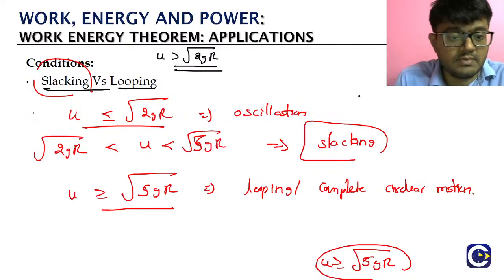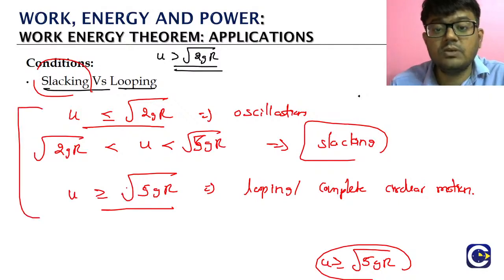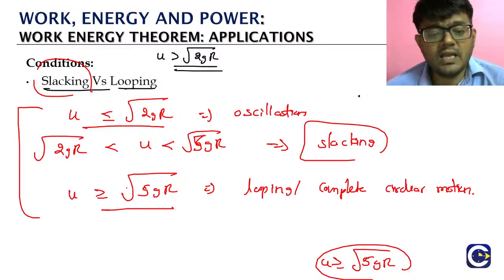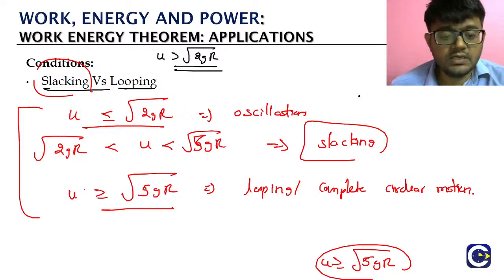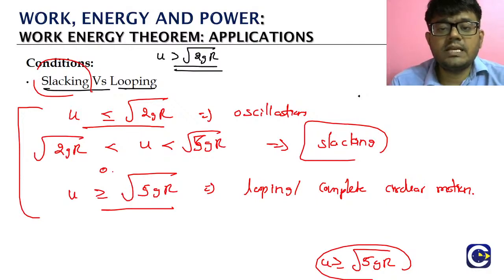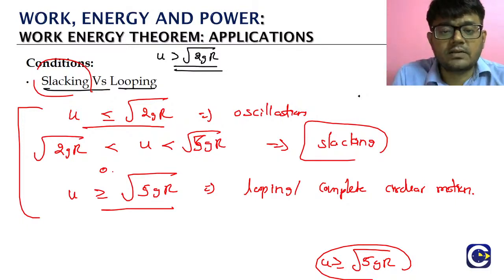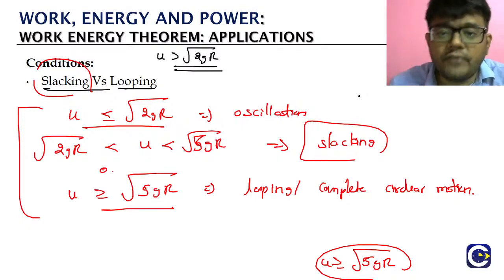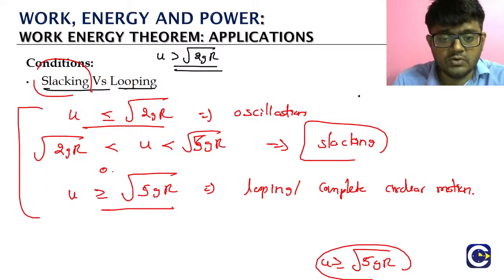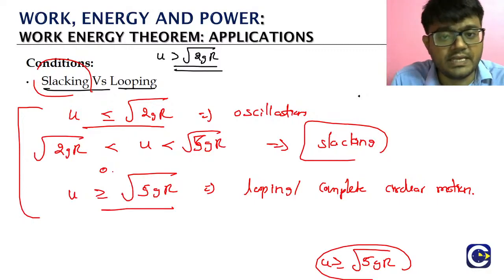This can be useful sometimes. In one of the past years, there was a straight question on what is the minimum velocity at the bottommost point, or the lowest point, to ensure complete circular motion. That value is root 5gr. We can get questions based on these values.